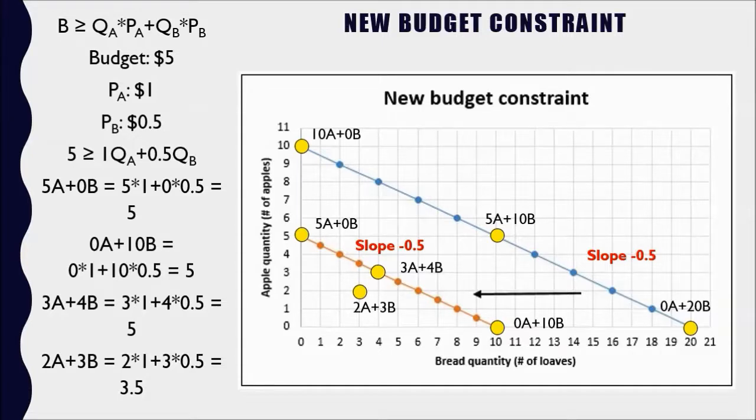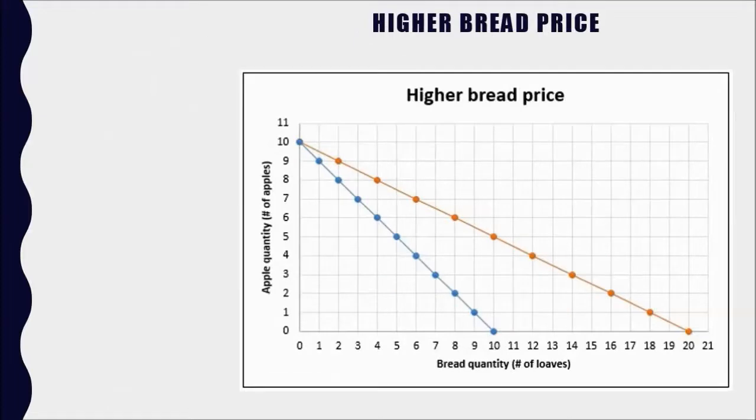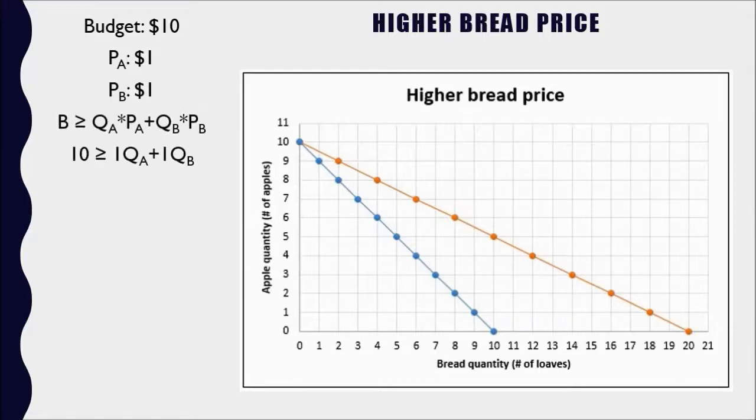Now, let's look at an example where the price of one of the goods changes, but the budget constraint and the price of the other good remain unchanged. In this example, we have the original budget constraint of $10, the original apple price of $1, and the new bread price of $1 instead of 50 cents in the original example. This changes our budget constraint inequality to 10 ≥ 1 QA + 1 QB.